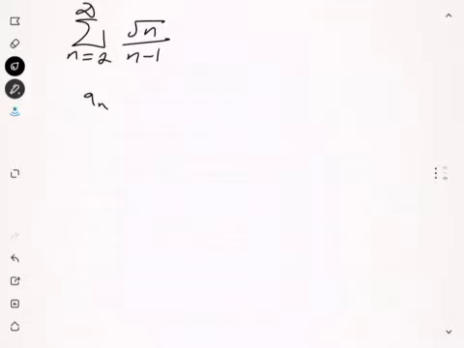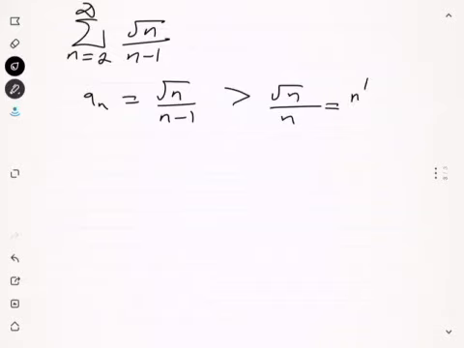But still, we have an equals the square root of n divided by n minus 1, and this time this is bigger than the square root of n divided by n, because n has a smaller denominator than this other sequence, which is n to the 1/2 power divided by n to the 2/2, and this is 1 over n to the 1/2 power, and this is what we call Bn.